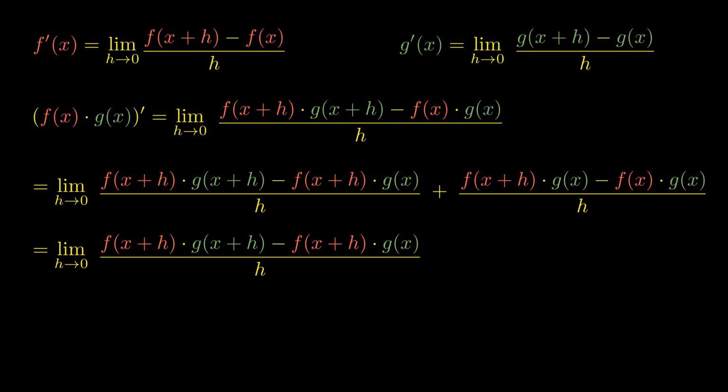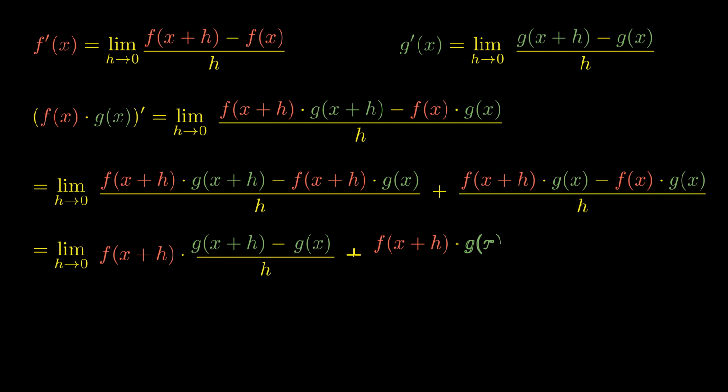Now let's take the first fraction after our split. What do you notice algebraically about this numerator that we can possibly use to our advantage? Well, because both terms include f of x plus h, we can factor that out, and we're left with f of x plus h times this fraction g of x plus h minus g of x over h.